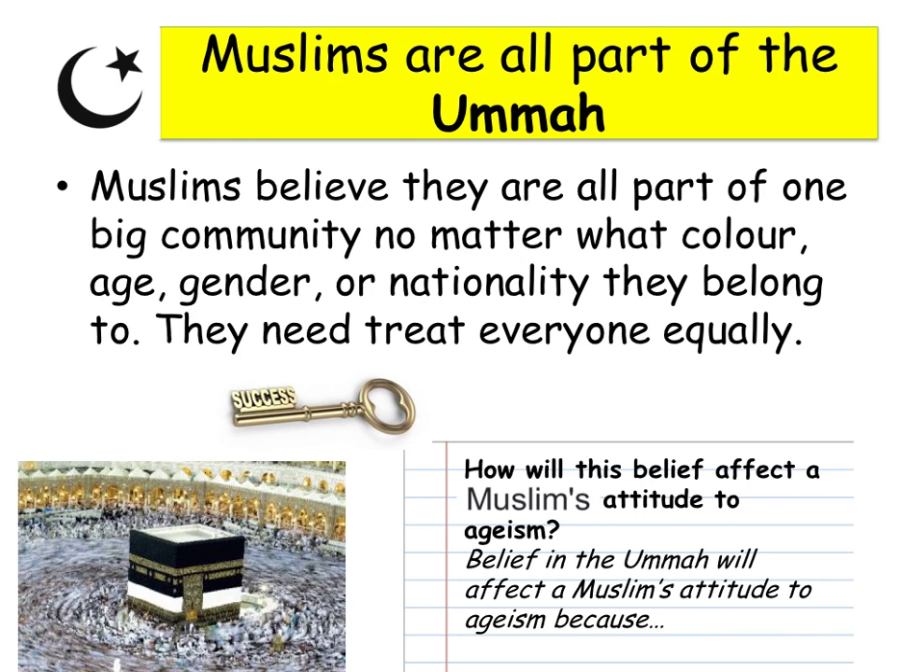This is illustrated really well in this image down here. This is a picture of Muslims on Hajj walking around the Kaaba in Mecca. Everybody is wearing the same white clothing, regardless of where they've come from or how wealthy they are.